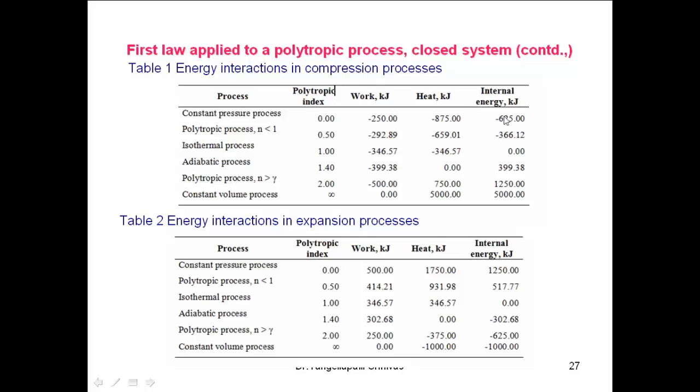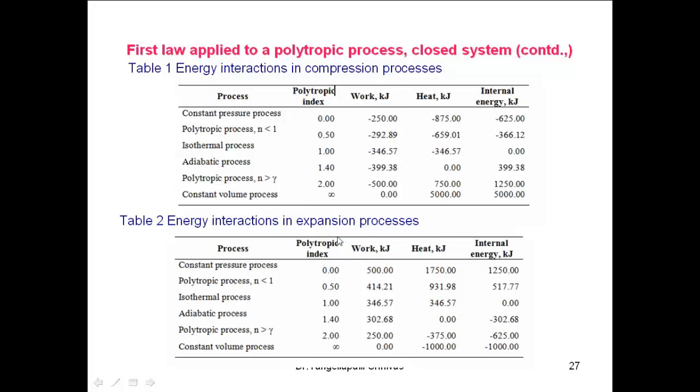The last one is internal energy, which is decreasing in the first two cases. There is no change in internal energy for the isothermal process, as discussed, and internal energy is decreasing for the adiabatic process, the polytropic process where n is more than gamma, and also the constant volume process.